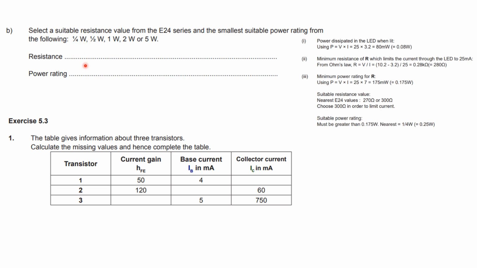Okay. This exercise here hopefully is straightforward. You've been given the current gain, you know the base current, and you need to find a collector current, or vice versa. Essentially, in my head, the way I always do this, let me get my pen out in fact. Let's just get the pen.